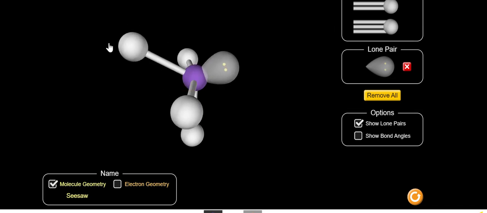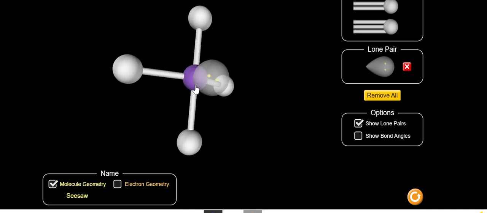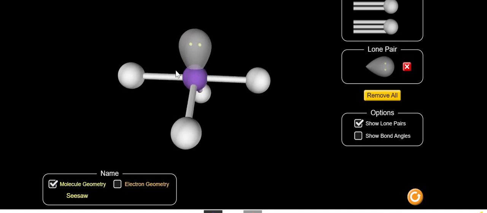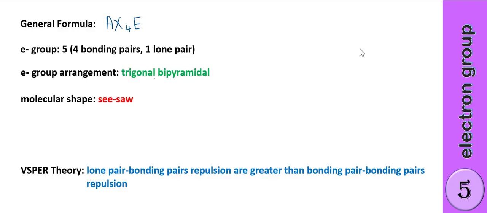If you can't see it like this, if we do it like this, okay, it looks like a seesaw, right? Like a seesaw. So to draw it in 2D, let me draw the trigonal bipyramidal first. This is how I'm going to draw the trigonal bipyramidal. But now, to make it seesaw, remove this one and replace it with a lone pair.